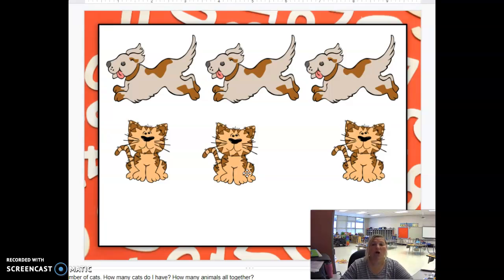Remember, when you hear the word all together, you're counting everybody. So dogs, cats, all together. Let's count them. 1, 2, 3, 4, 5, 6. I have 6 animals all together.